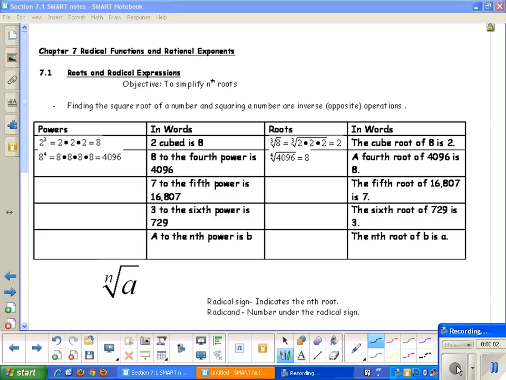Section 7.1, roots and radical expressions. Our objective is to simplify nth roots. In order to do this, we're going to talk about squaring a number and also taking the square root of a number. These are what we call inverse operations because they undo one another.